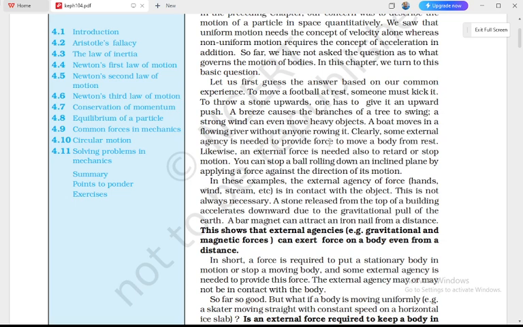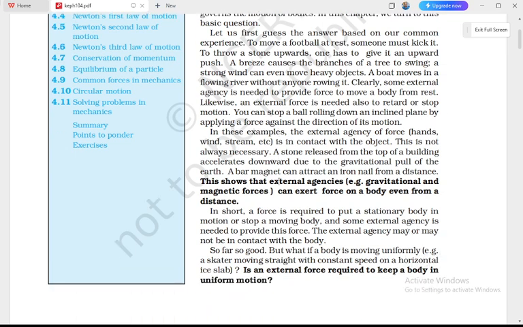Clearly, some external agency is needed to provide force to move a body from rest. Likewise, an external force is needed also to retard or stop motion. You can stop a ball rolling down an inclined plane by applying a force against the direction of its motion. In these examples, the external agency of force, hands, wind, stream, etc., is in contact with the object. This is not always necessary.